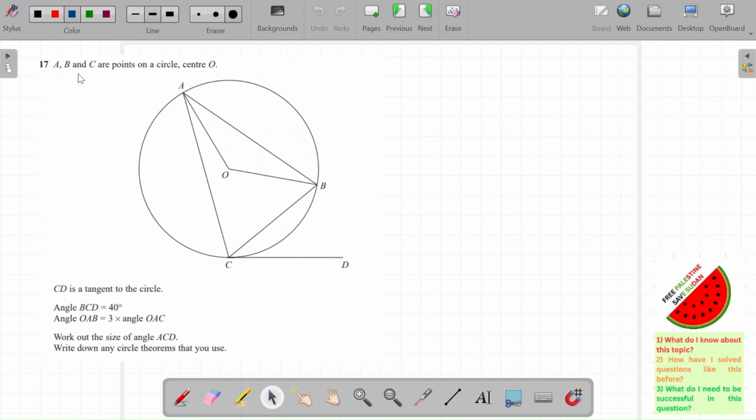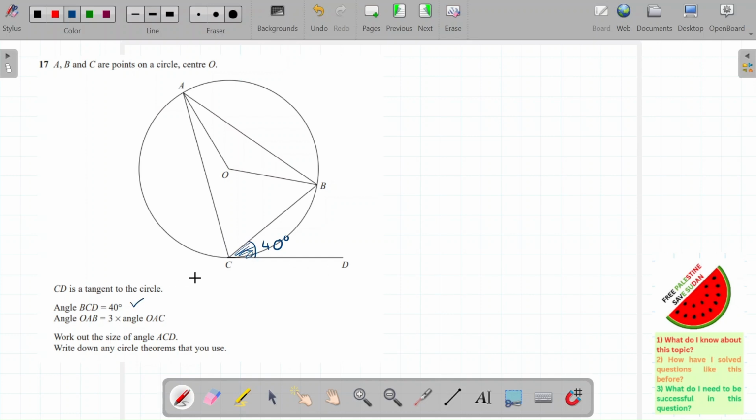Okay, A, B, and C are points on the circle with the center O. CD is a tangent to the circle. Angle BCD is 40, so let me label this. Angle BCD is 40, so this angle here is 40 degrees. Let me lightly shade this here, so that one.